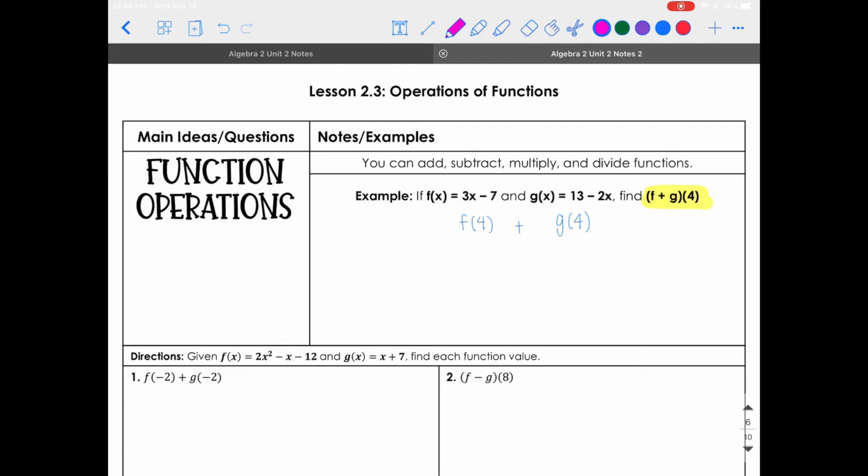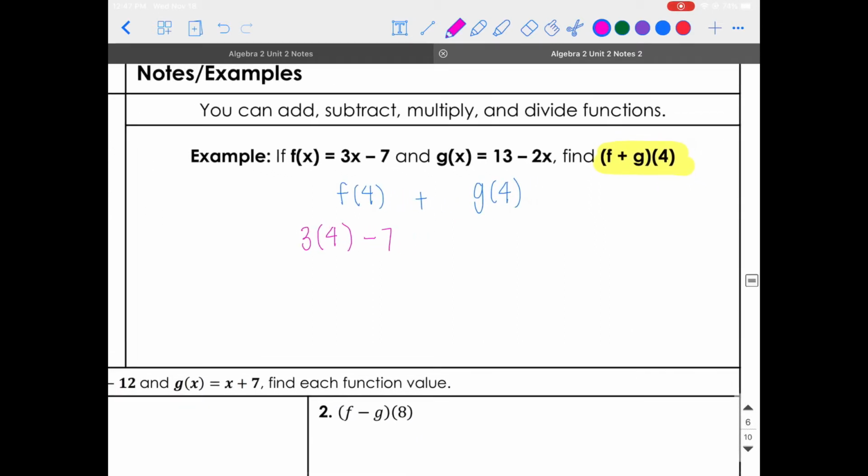So in order to find f of 4, I have to plug in 4 for x. So I have to plug in 3 times 4 minus 7, which is 12 minus 7, or 5. And then in the other one, I have to do 13 minus 2 times 4, which is 13 minus 8, which also happens to be 5. And 5 plus 5 is 10.